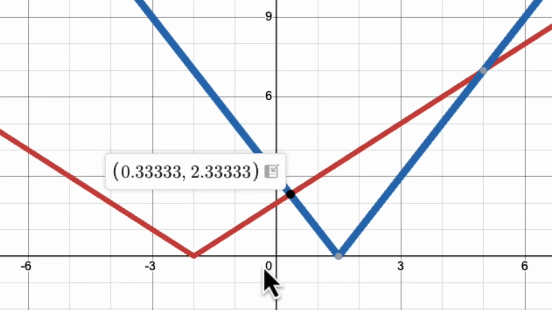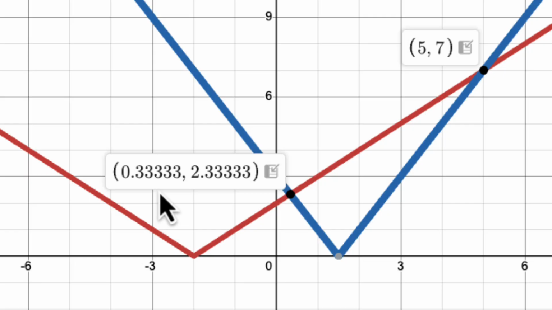So our first intersection point is 0.33333. I would recognize this as 1/3. And our second intersection point is 5, 7. Remember, the solutions to the equation are the x-coordinates of the intersection points. So the second solution is x equals 5.